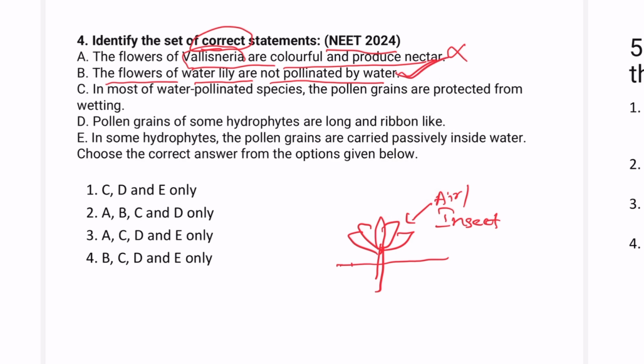And the third statement, in most of the water pollinated species, the pollen grains are protected from wetting. Yes. So the pollen grains in water pollinated species are protected from wetting because of the presence of a mucilaginous sheath.